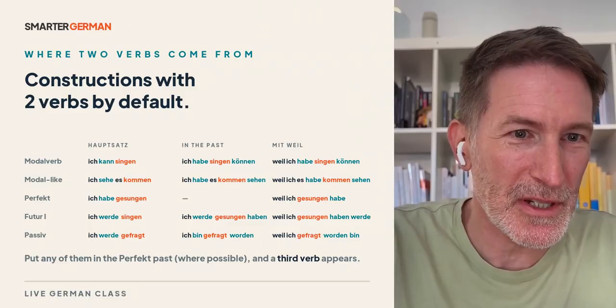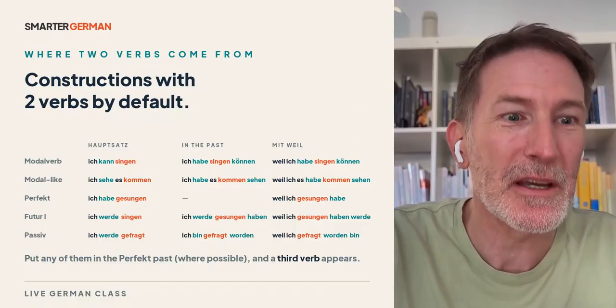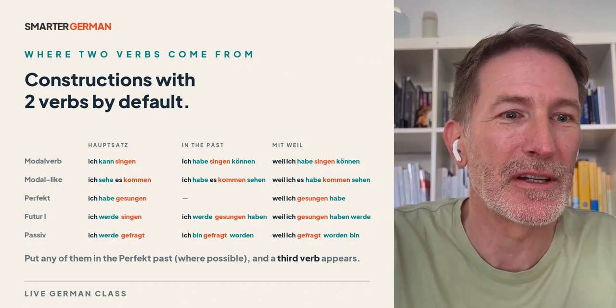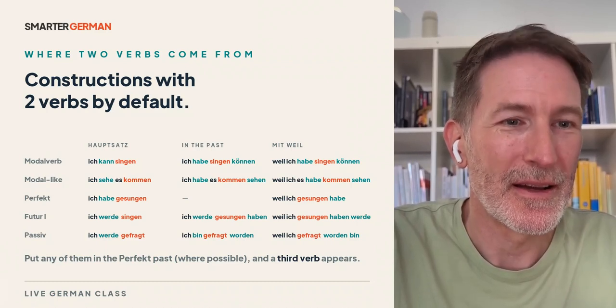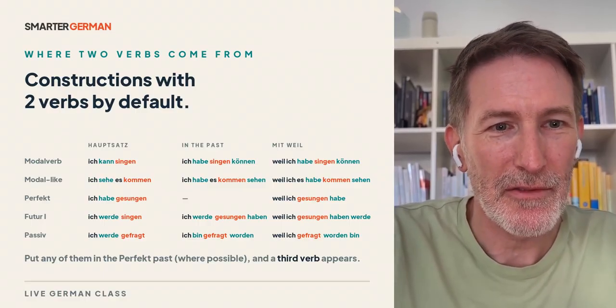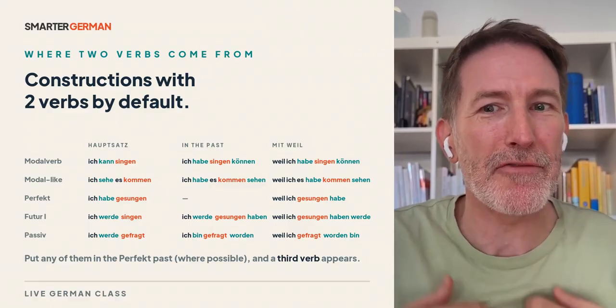In the modal verbs, we didn't use it. We used the infinitive because they are special. But normal verbs get the past form of singen. What is the perfect of singen? Gesungen. Very good. And here you have the perfect Futur II. Ich werde gesungen haben. I will have sung.